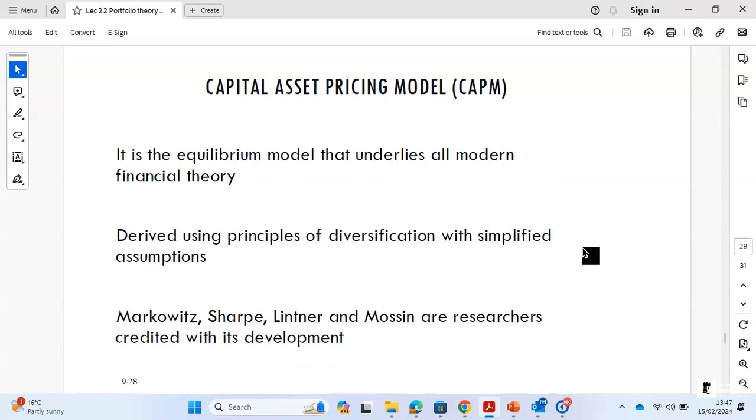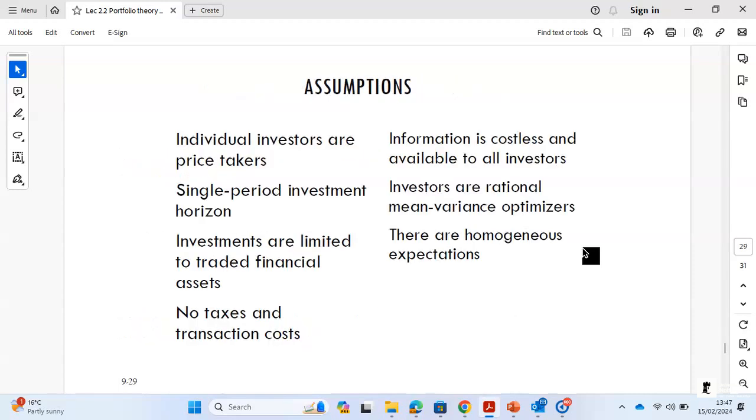Right. Okay. So another important thing that you need to remember is that when you're talking about the capital asset pricing model, you need to be aware of its limitations as well. Assumptions that are made in that capital asset pricing model. Okay, so I'll quickly go through some of these assumptions. So individual investors are price takers. Single period investment horizons are okay, and then we have investments are limited to traded financial assets.